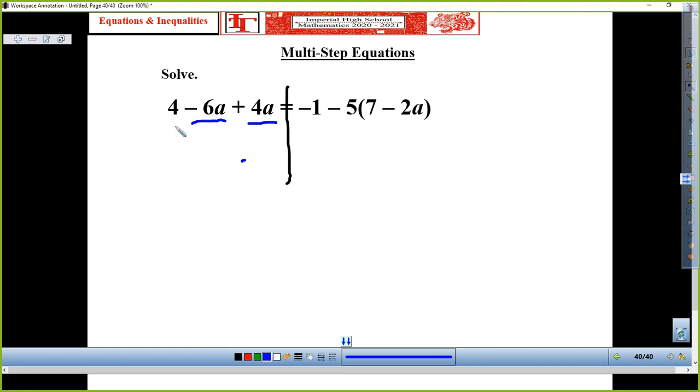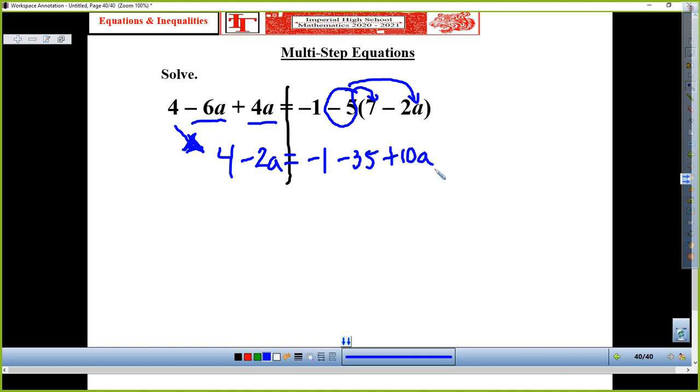Okay. Let me go to my right side. So let's see. I can't combine this because the negative 5 is outside the parentheses, so I need to distribute that into both terms. So I'm left with negative 1. Negative 5 times 7, that's negative 35. Negative 5 times negative 2, that's positive 10a. Am I done with the right side? No. I can combine like terms. These two, what do I have? Negative 36 plus 10a equals 4 minus 2a.